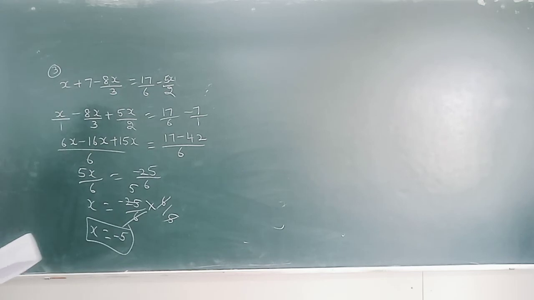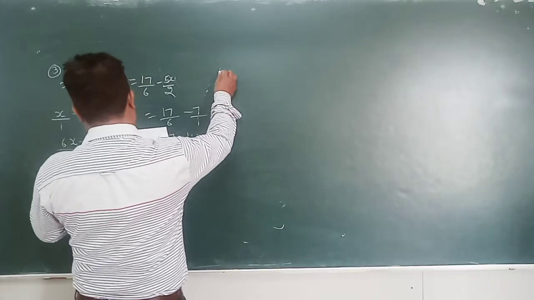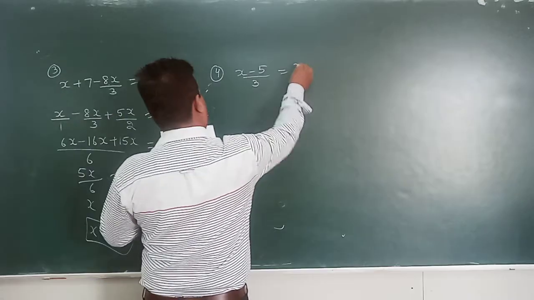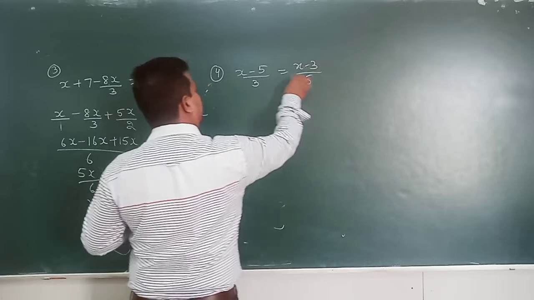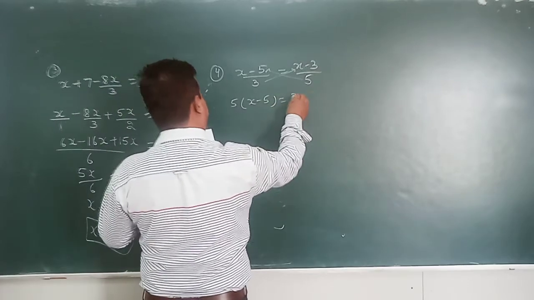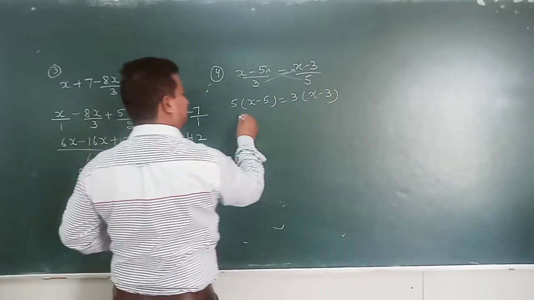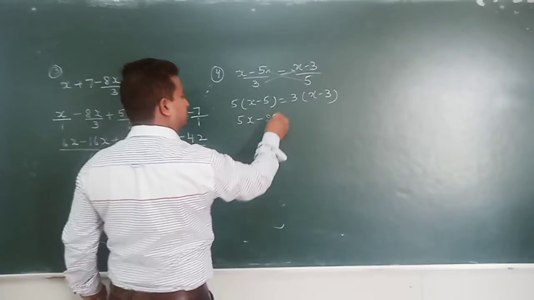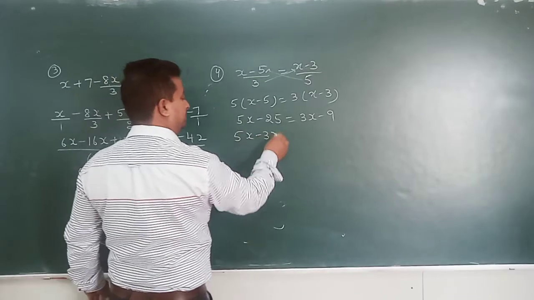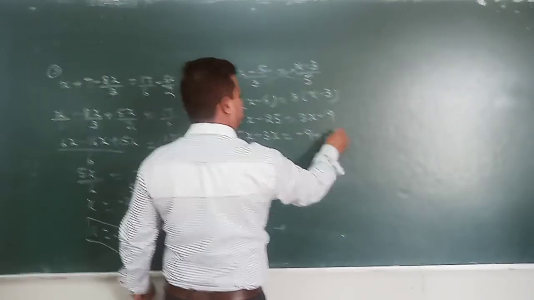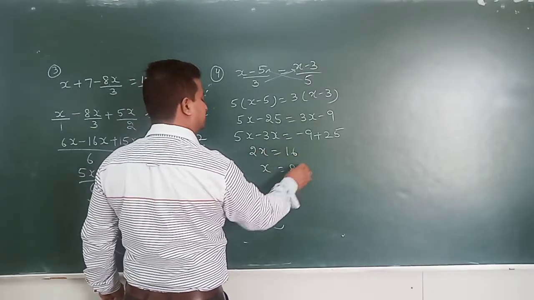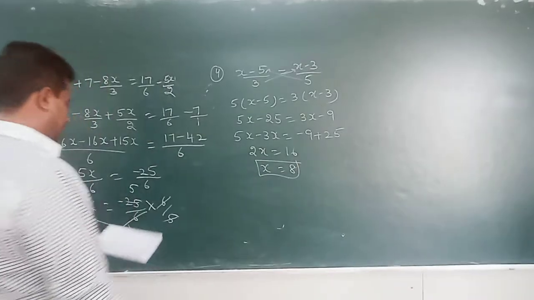This is the answer. In the next question, question number 4. x minus 5 upon 3, x minus 3 upon 5. First cross multiply these two. This is x minus 5, x minus 3. Then this is 5x minus 25. This is 3x minus 9. Take 3x on the left hand side and 25 on the right hand side. Then 2x is equal to 16, x is equal to 8. This is the answer.